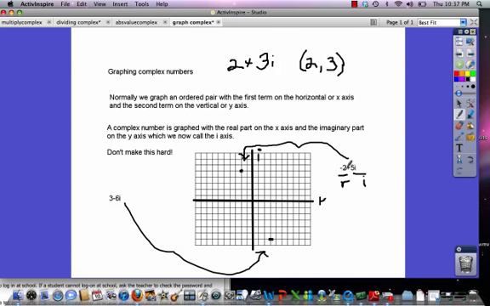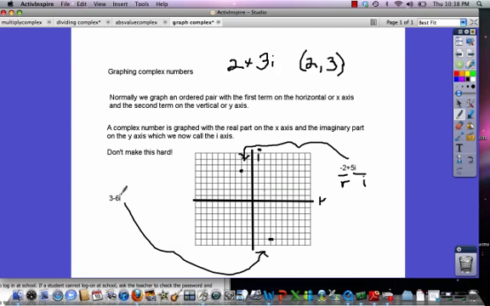So let's look at negative 2 as part of a real number. On our number line, negative 2 is down here, isn't it? And then 5 on the y-axis is going to be up 5. 1, 2, 3, 4, 5, and boom, there we go. Negative 2 plus 5i is graphed on the coordinate plane with the axes being the real, this is the horizontal, and the imaginary is the vertical.